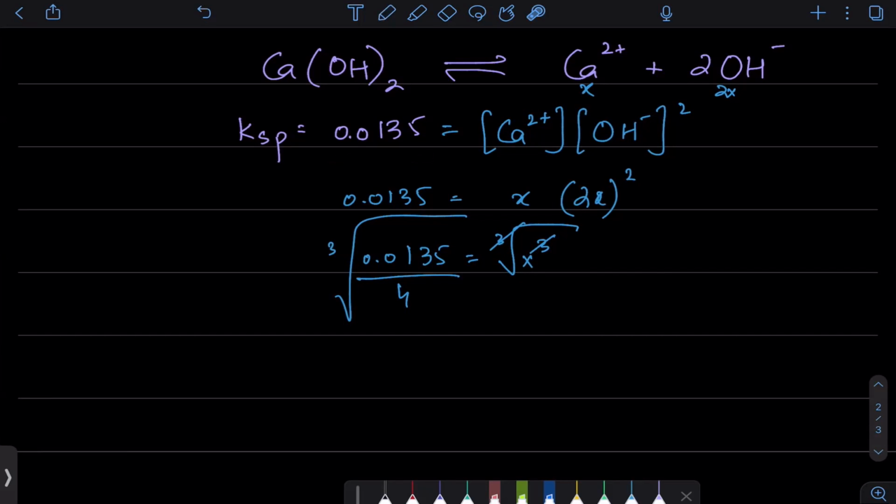But if my solubility was this, then the situation will be different. अगर यही क्वेश्चन हमें वो देता कि वो कहता कि ये KSP नहीं है, ये solubility है. So how will I solve it in that case?